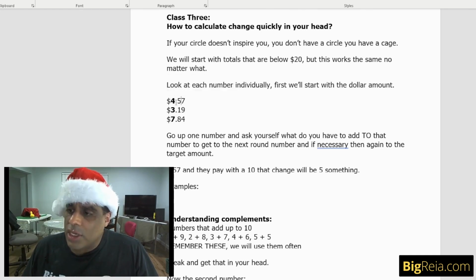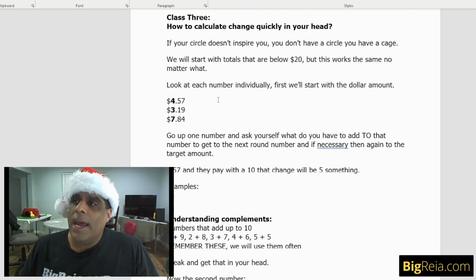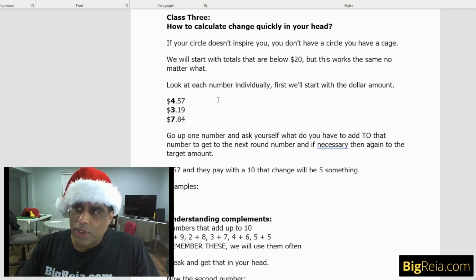Forget the 57 cents, just look at the $4. So how do I go from $4, go up one number to $5? How do I get from $5 to $10? What do I need to add to 5 to get to 10? $5, right? And then what do I add to 10 to get to 20? $10. So it's going to be $5 plus $10 or $15. I know it's easy to get that, but when you're starting out, just do that.